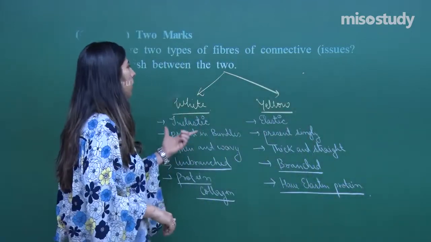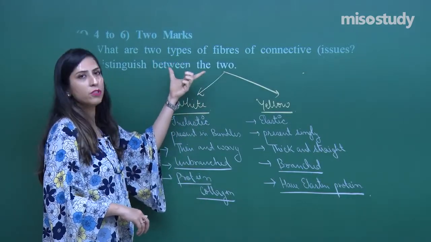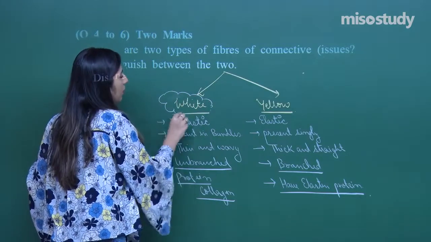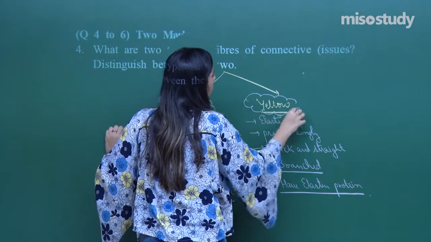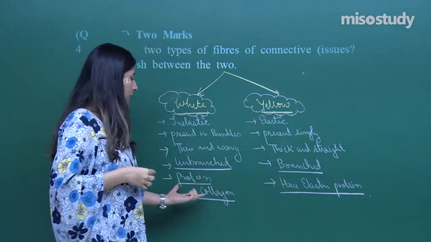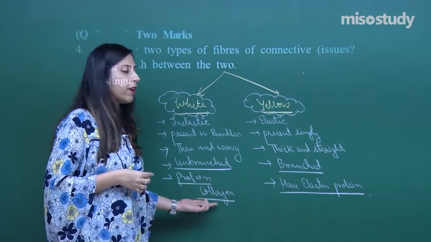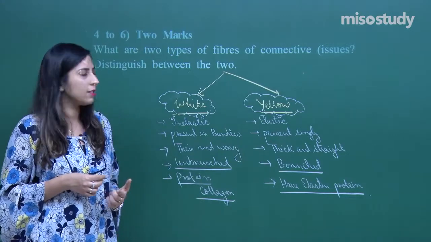Right? These are the two types of fibers of connective tissue, because we are discussing the two types of fiber which are present in the connective tissue. The first one is called the white fiber. The second one is called the yellow fiber. The main difference between them is on the basis of the protein which is present in them. In case of the white fiber, collagen is present. In case of the yellow fiber, elastin is present.